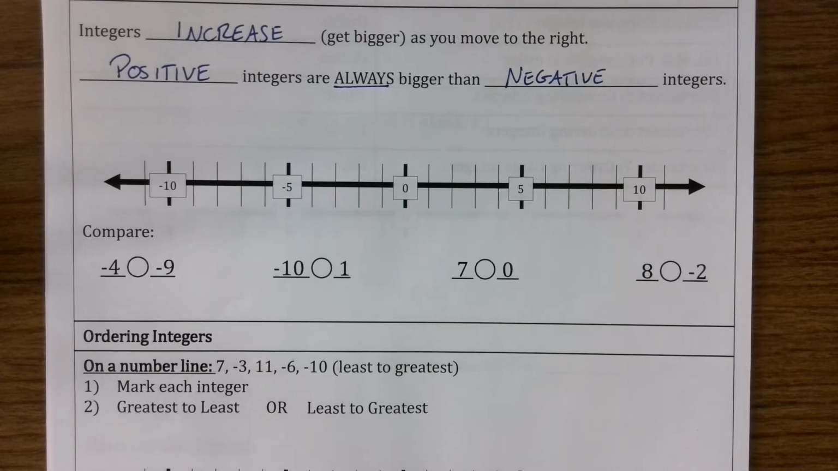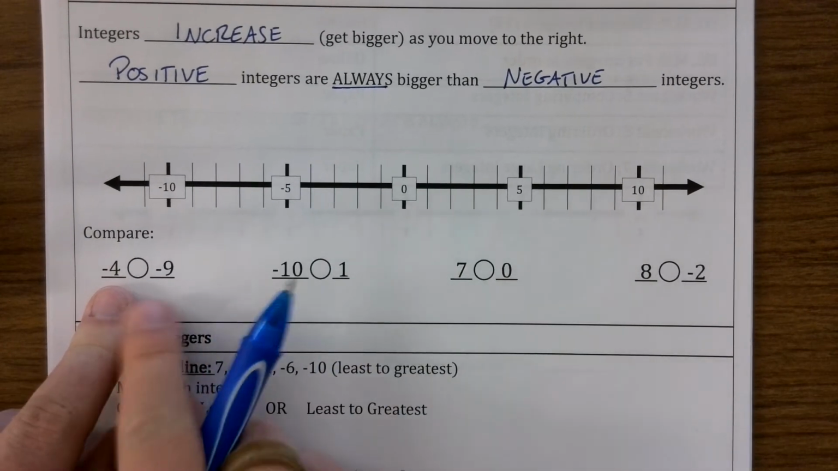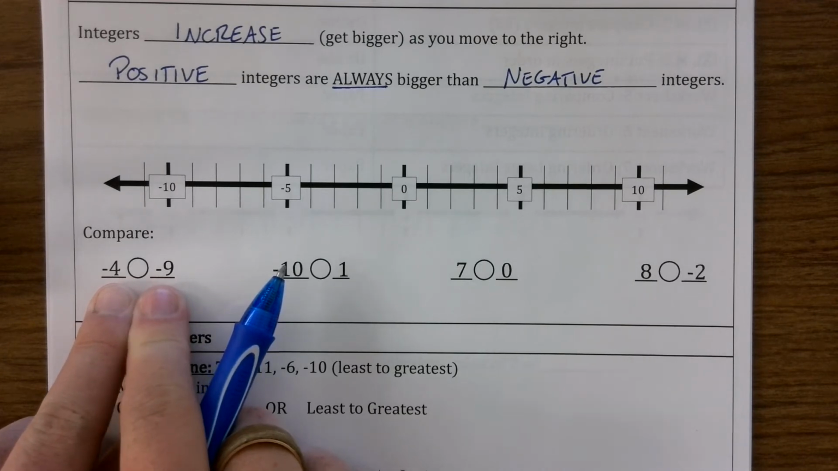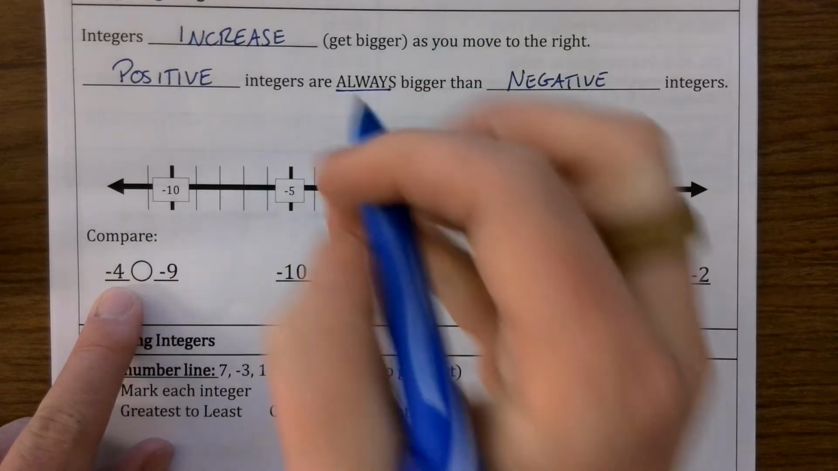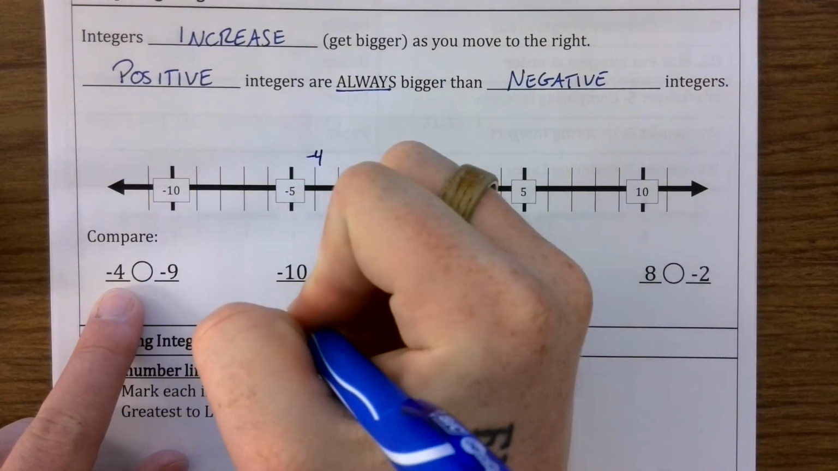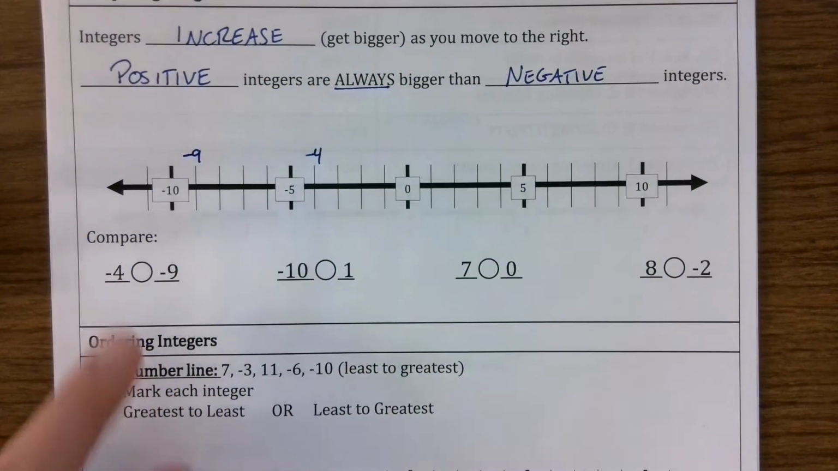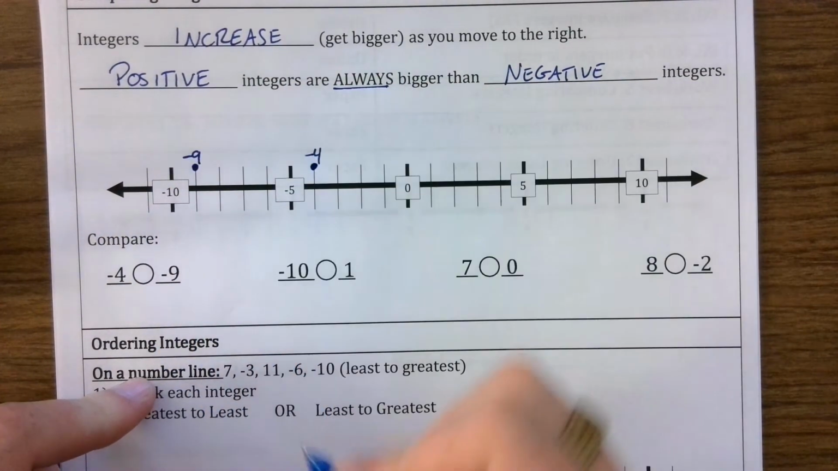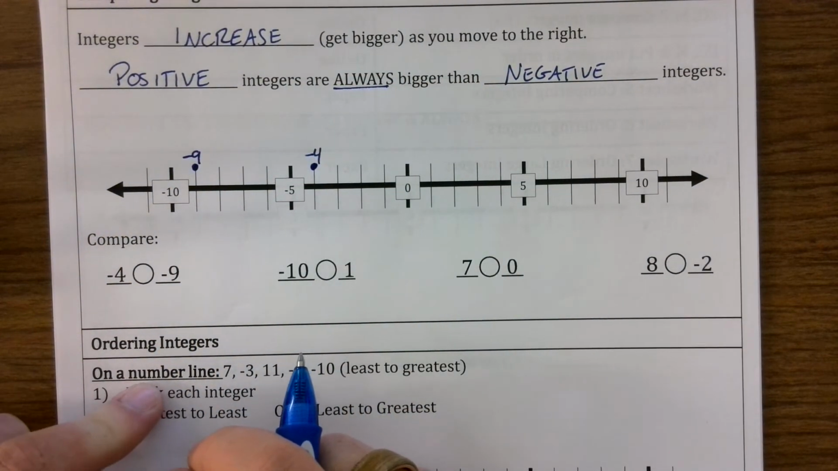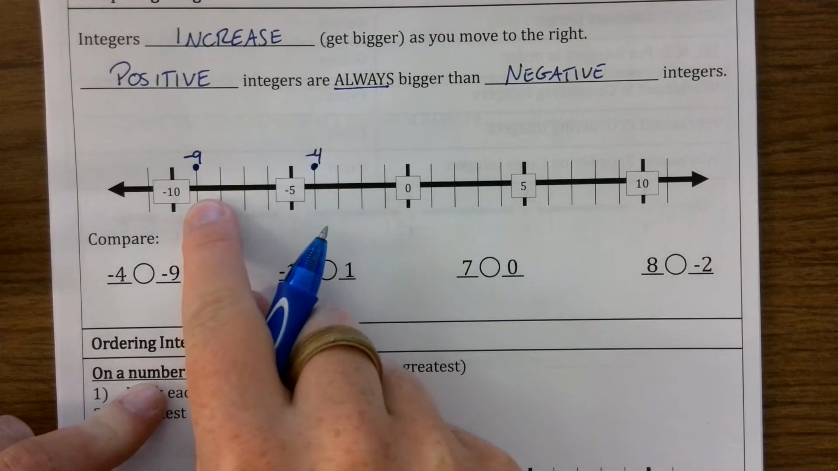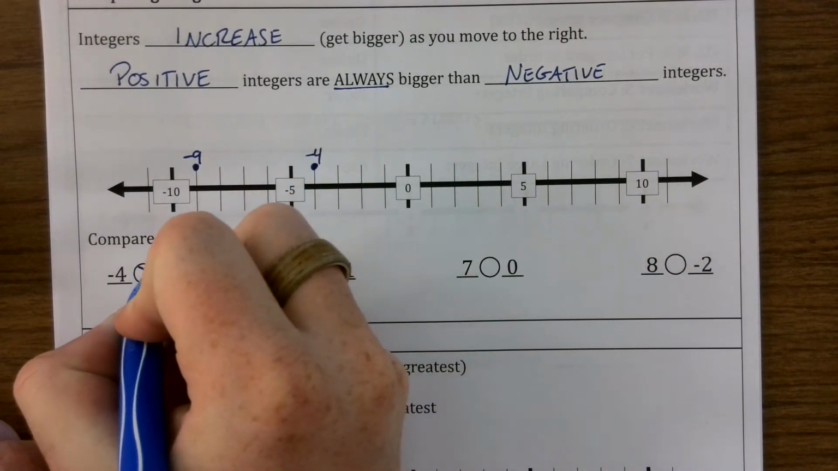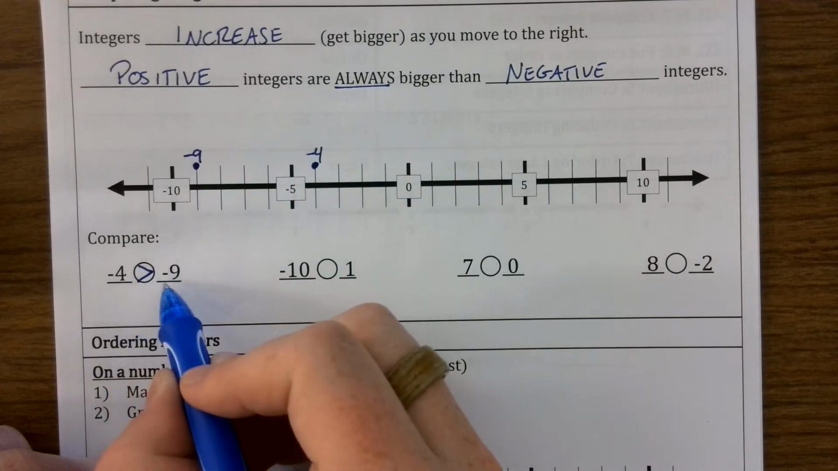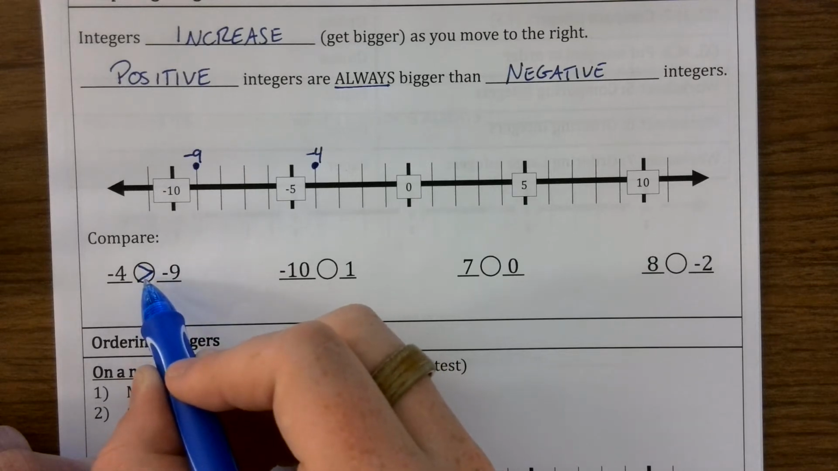So, how do we compare integers? Let's start here. We have negative 4 and negative 9. I want to know which one's bigger. So let's put them on a number line. Negative 4, it's right here. Negative 9, it's right there. And I'm going to go ahead and just put dot, dot. Well, we have to look for which one's on the right. Negative 4 is to the right of negative 9, so negative 4 is bigger. So we put in the greater than symbol. Negative 4 is greater than negative 9. Our little alligator friend wants to eat the bigger number.